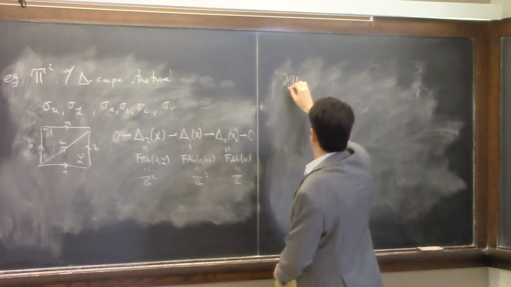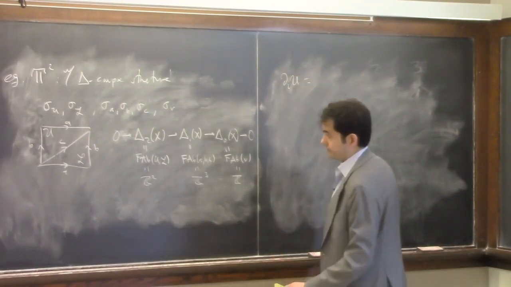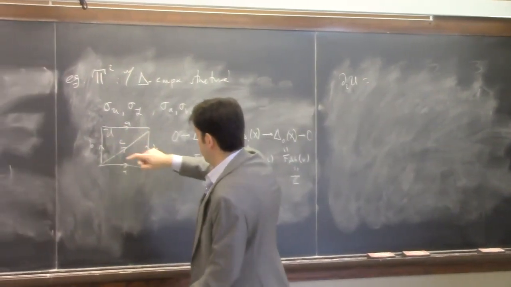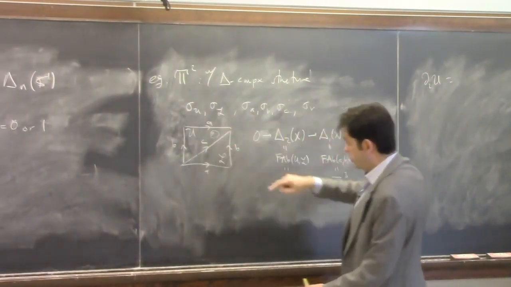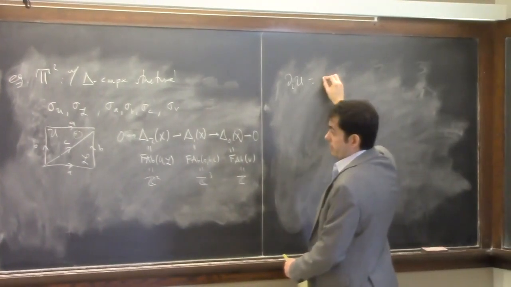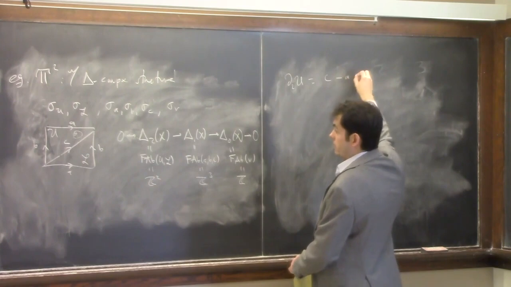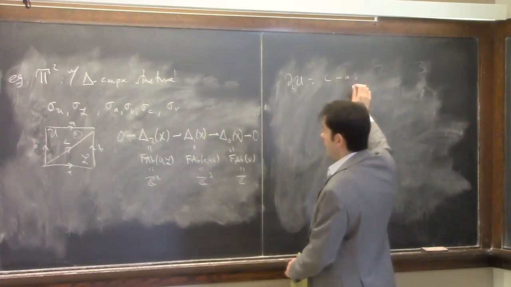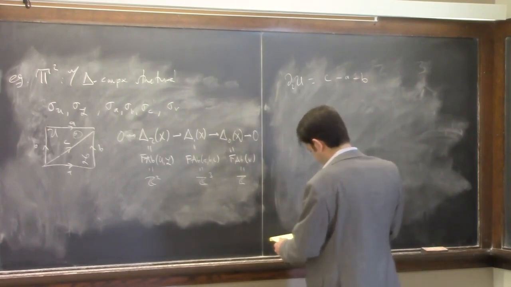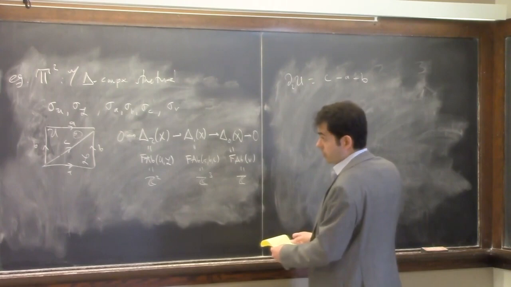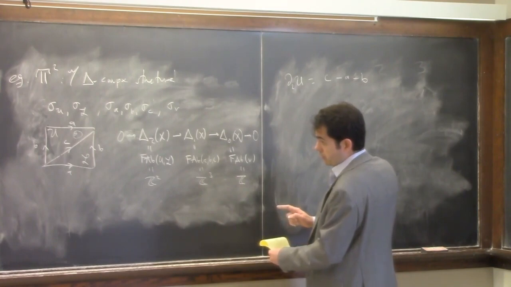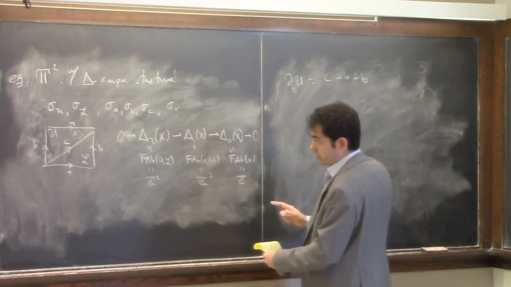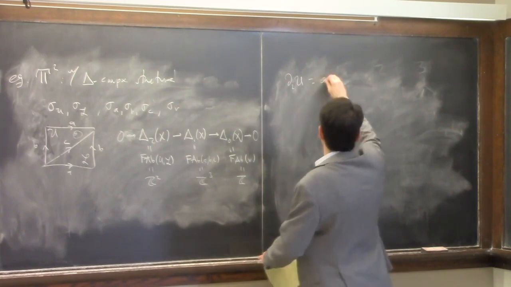So the boundary of U. Well, boundary of U is going to be, look at it going counterclockwise, you're going to get C minus A minus B. A plus B minus C. No, got the sign wrong. A plus B minus C.